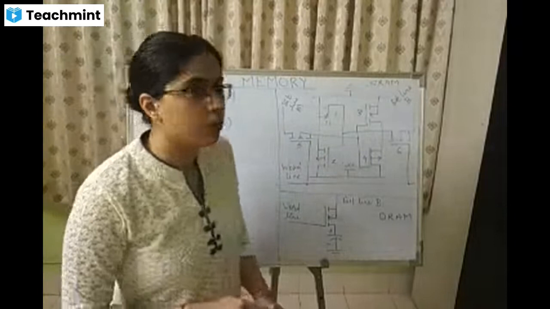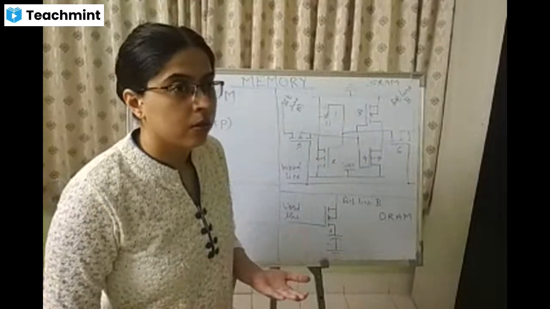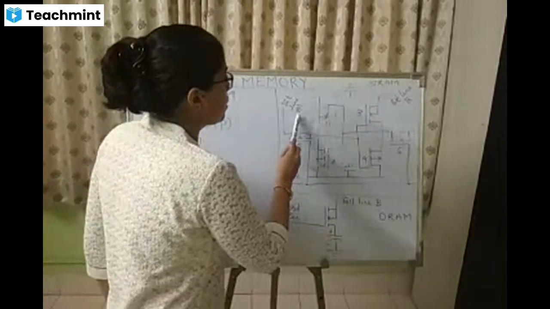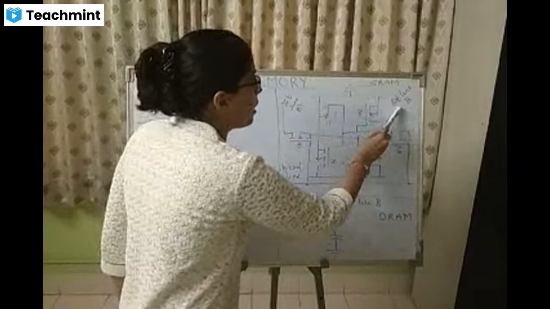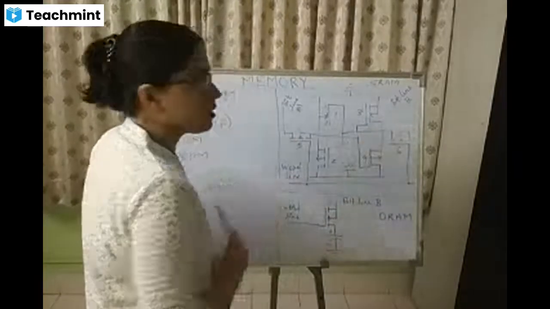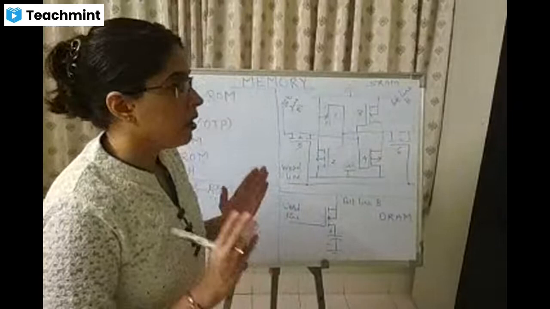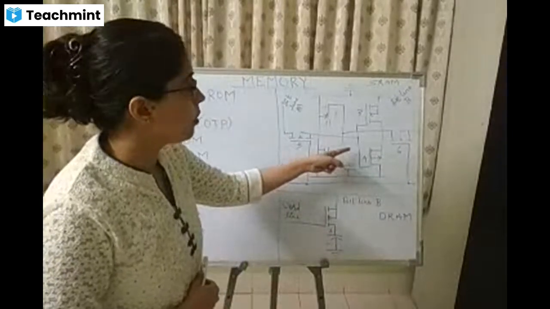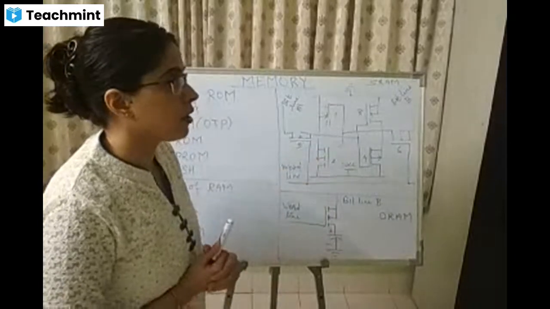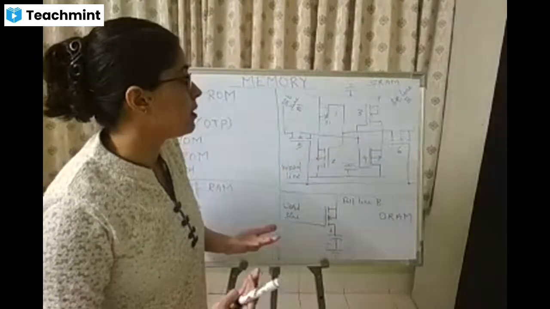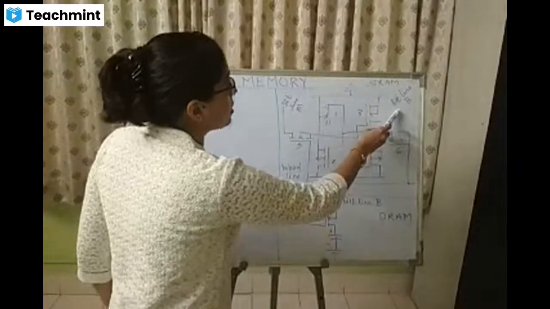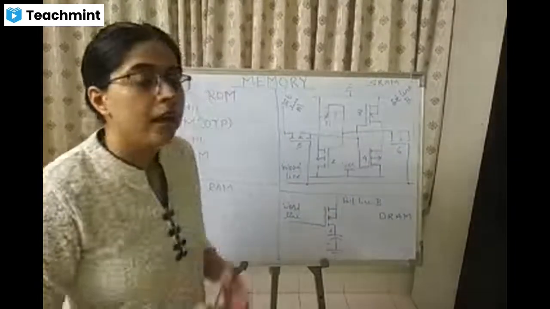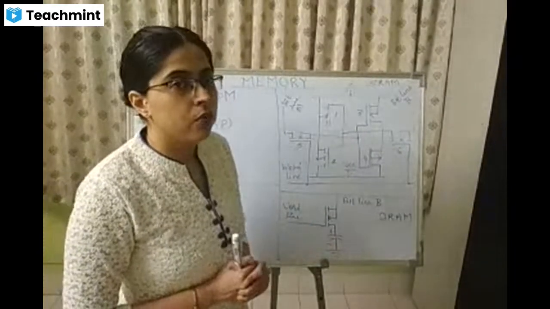Now suppose you want to write 1 inside this SRAM cell. B bar is given logic 0, bit line B is given logic 1, and the word line is given logic high. So the 1 is latched inside this flip-flop part, or you can say latch. Now suppose you want to write 0 inside this memory cell. Bit line B is given logic low, bit line B bar is given logic high, and the word line is given logic high.